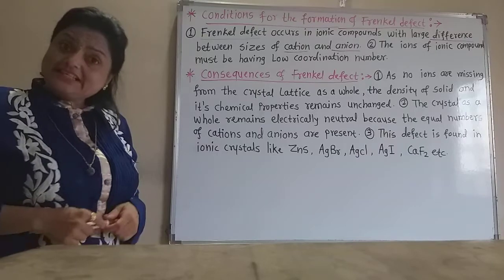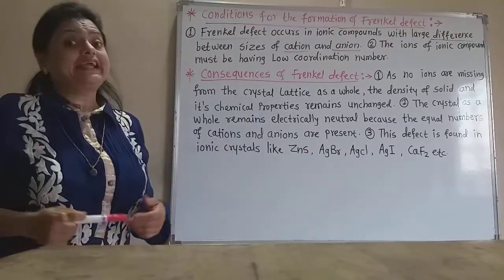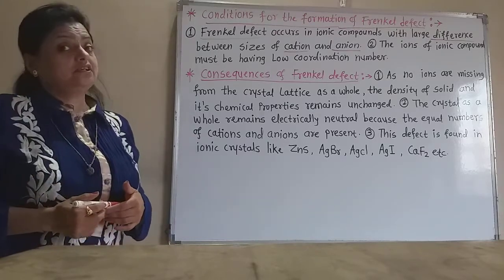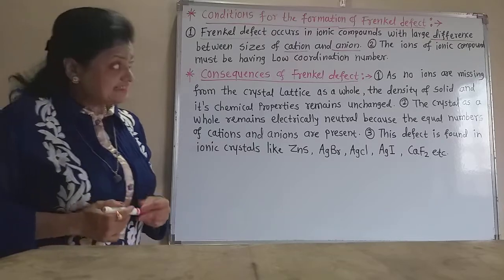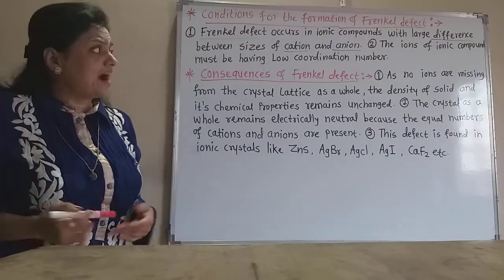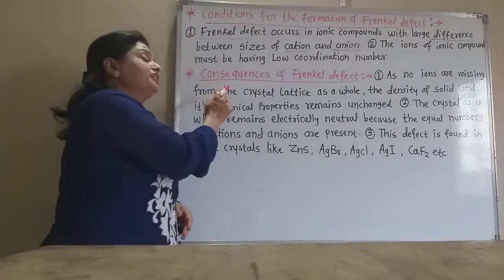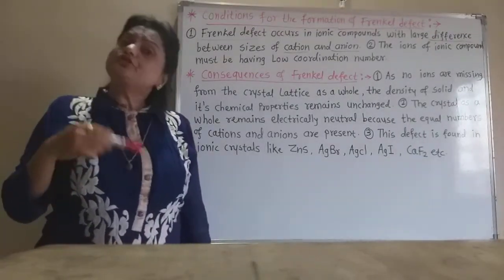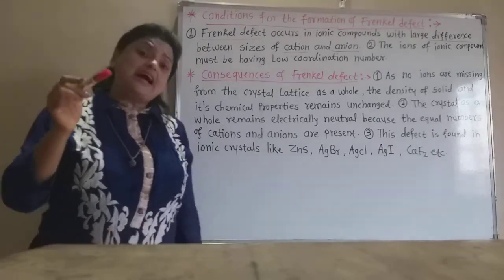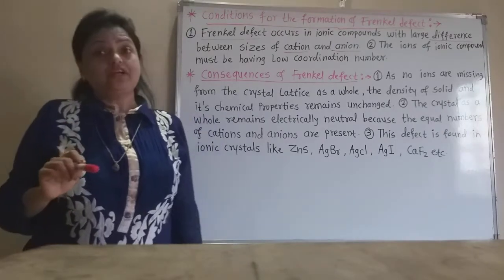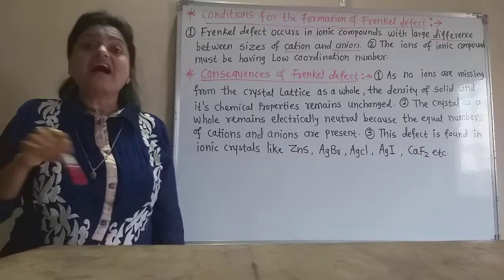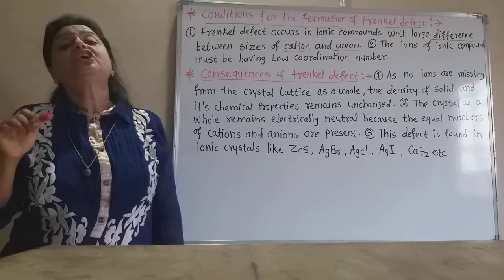Now, see the consequences, that means the effects of the Frenkel defect. What are the effects or consequences due to the Frenkel defect? The first consequence is that no ion is missing from the crystal lattice. The ion goes missing from its original position, but it is not missing from the crystal lattice as a whole. That means the ion loses its original position but shifts to the interstitial space.